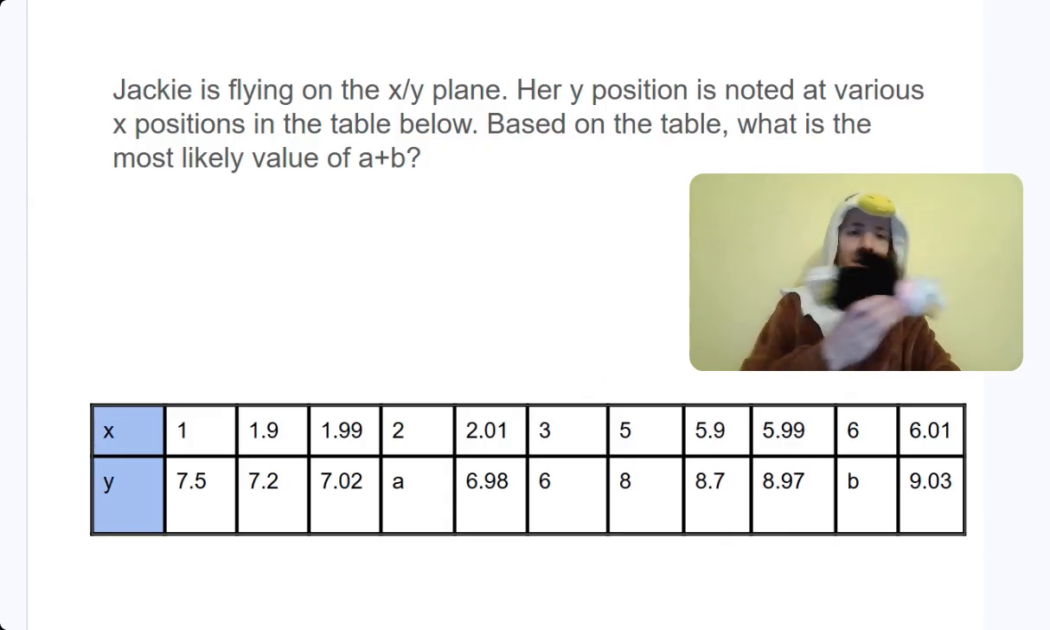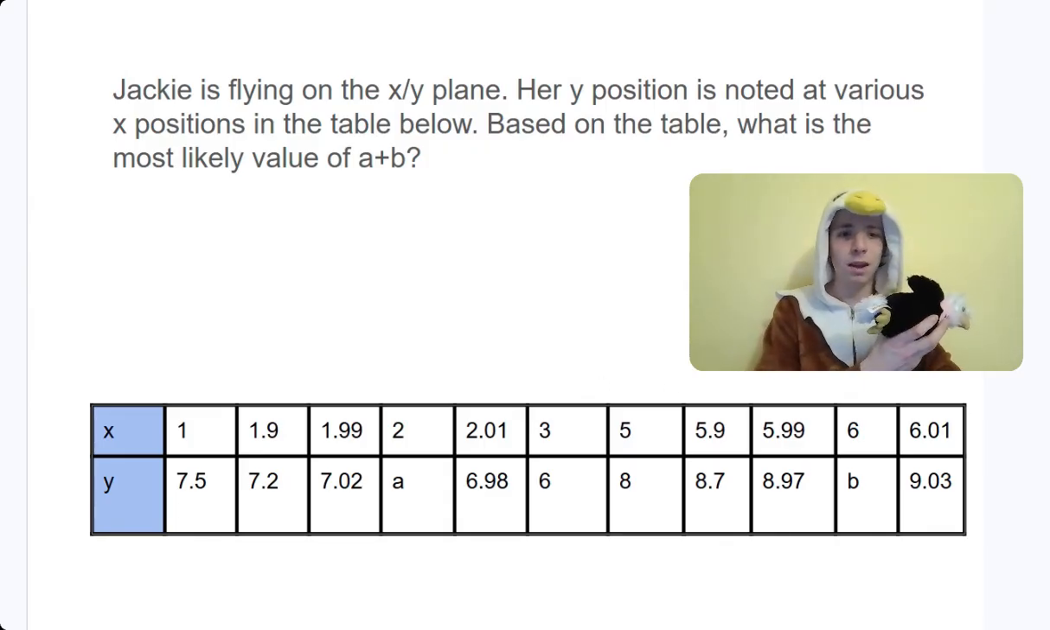And if we look at B, we have 8.97, 9.03. It looks like it's pretty close to 9. And that's when you're getting really close to 6 in terms of x. So you could say that B might be 9. So the most likely value of A plus B is going to be 7 plus 9, that's 16.